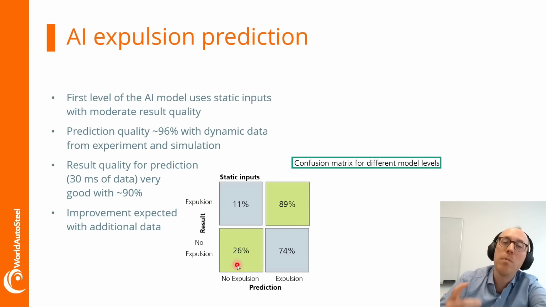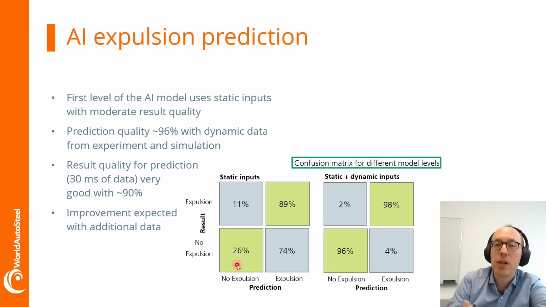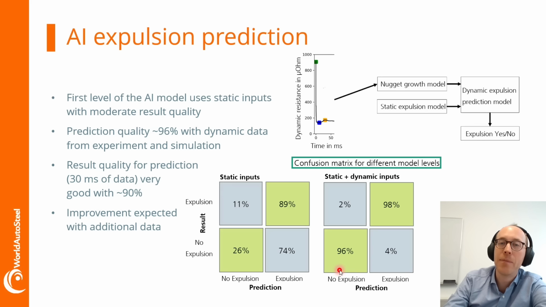So we need to make sure that we give the data-driven model more data to work with. So now we also use the dynamic inputs. These are the time series we measured for dynamic resistance, but also the nugget growth rate from the simulation. And you see that now the model quality is excellent. It's 98% and 96%. You will not get anything better, even with the best data science model. This is as good as it's going to be.